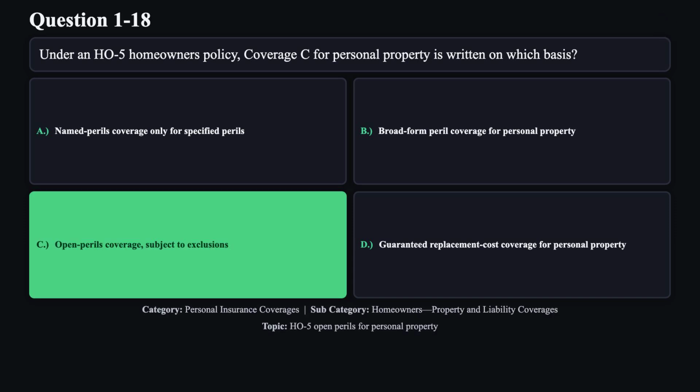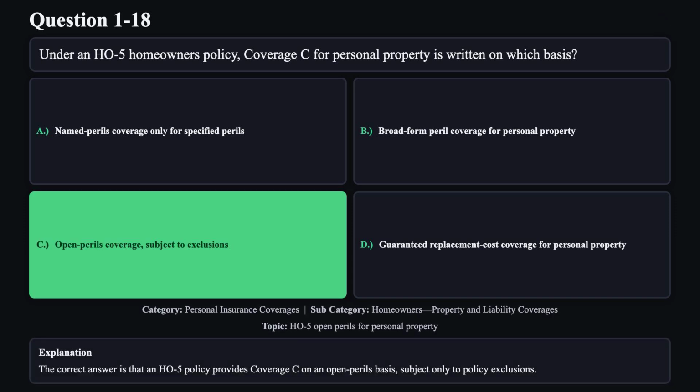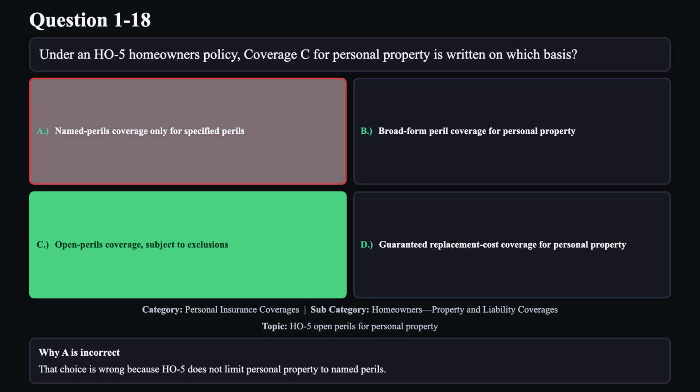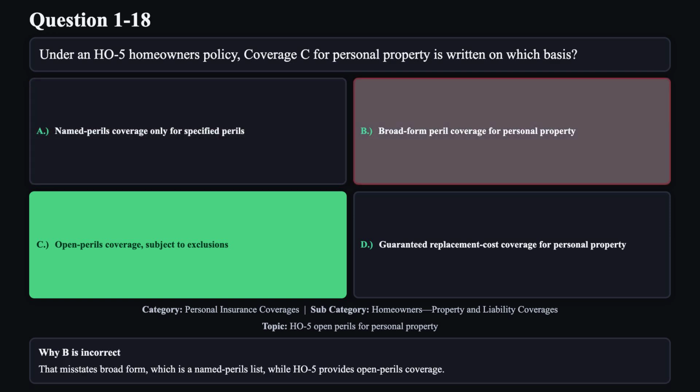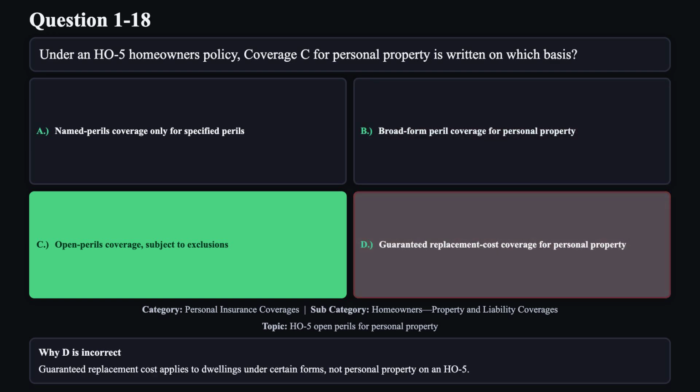The correct answer is C. The correct answer is that an HO5 policy provides coverage C on an open perils basis, subject only to policy exclusions. Reason A is not correct. That choice is wrong because HO5 does not limit personal property to named perils. Reason B is not correct. That misstates broad form, which is a named perils list, while HO5 provides open perils coverage. Reason D is not correct. Guaranteed replacement cost applies to dwellings under certain forms, not personal property on an HO5.